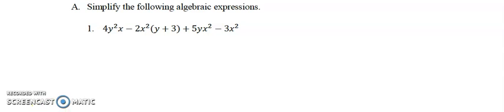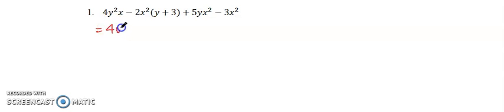For our first example, we are discussing problem A, number 1. So we are tasked to simplify this algebraic expression. To be able to do that, we have to combine like terms. And first, of course, we have to remove this parenthesis. Okay, so let's start. First, we have to copy the rest of the expression that does not involve the parenthesis.